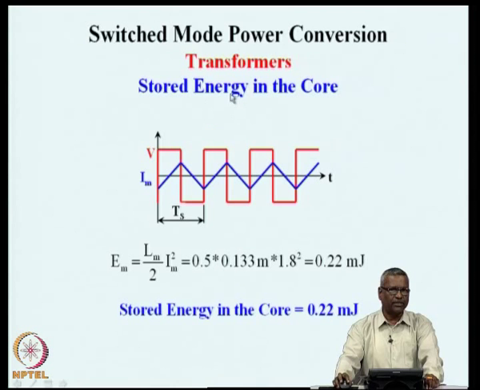The stored energy in an ideal transformer was 0, but because of this magnetizing current, there is a finite stored energy, 1/2 of Lm Im squared, and that is 0.22 millijoule. This is another non-ideality. Ideally, this should have been 0, but in a real transformer, the stored energy is a finite quantity, but it is a small quantity.